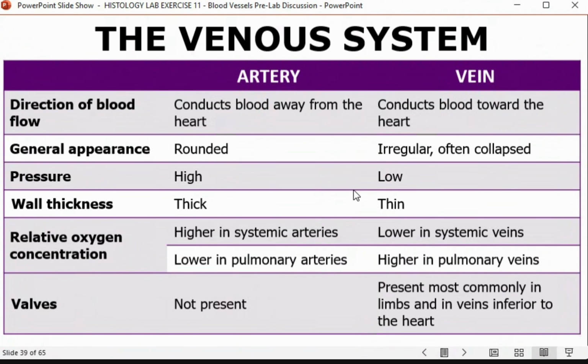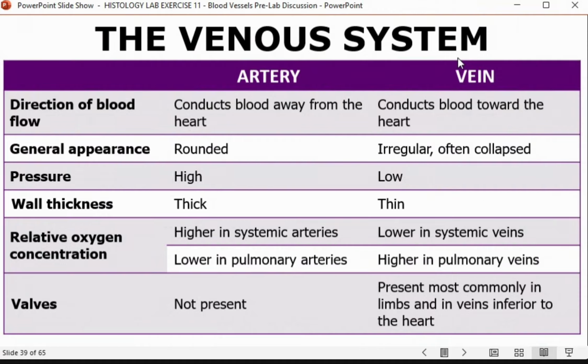Here is the table differentiating your artery from your vein. Generally, when we say artery, it conducts blood away from the heart, regardless if it's oxygenated or not. Take, for example, your pulmonary artery. It's bringing the deoxygenated blood away from the heart and into the lungs, while your pulmonary vein is bringing oxygenated blood from the lungs and into the heart.